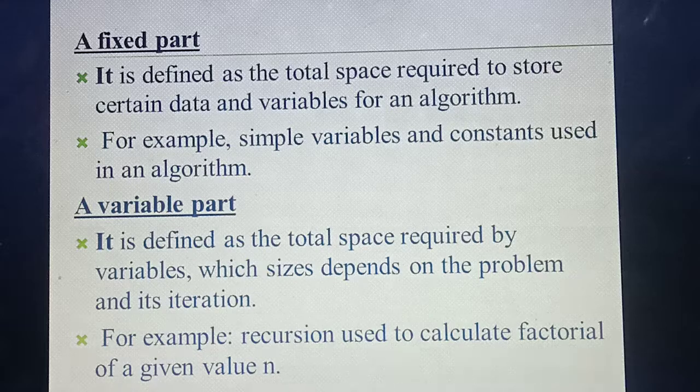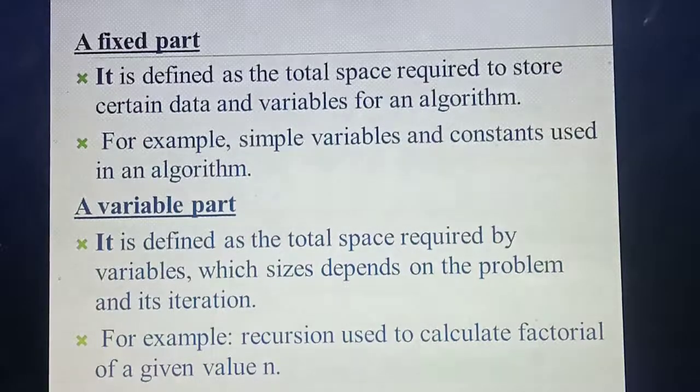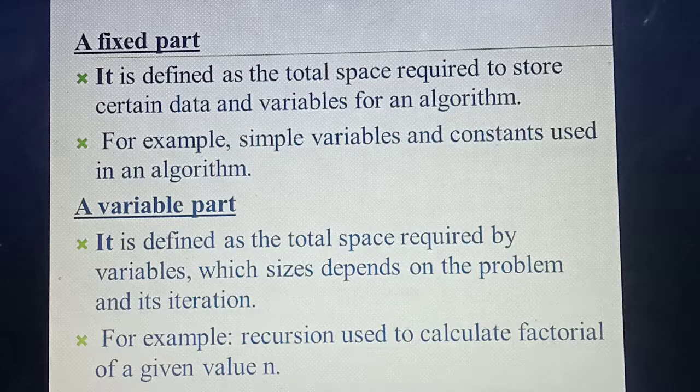Two variables and storing the result C. And also constants, for example, some constant values that you will use. That is called a constant. So some constants also you will use, isn't it? So that also you are going to store in the memory space.